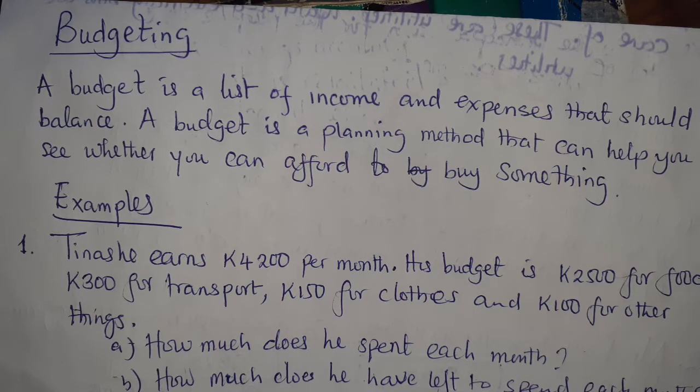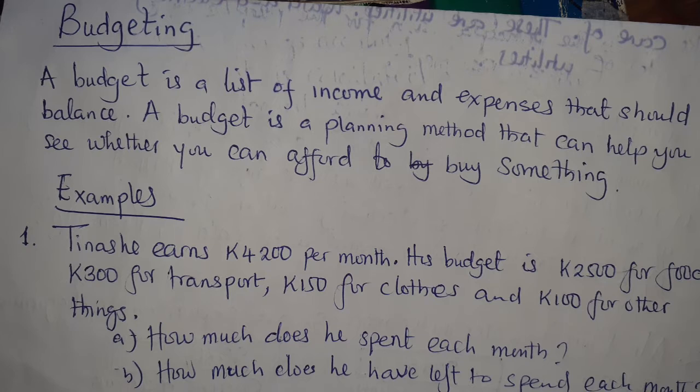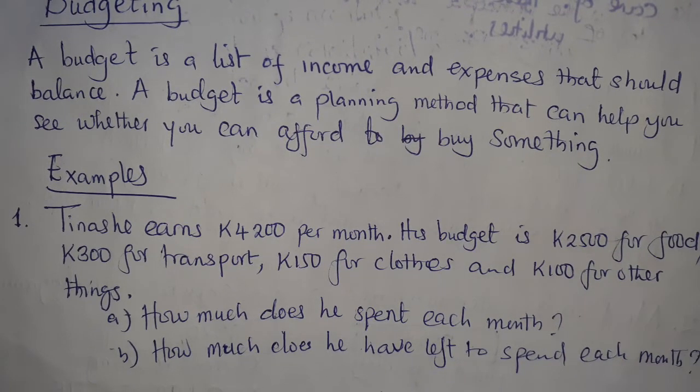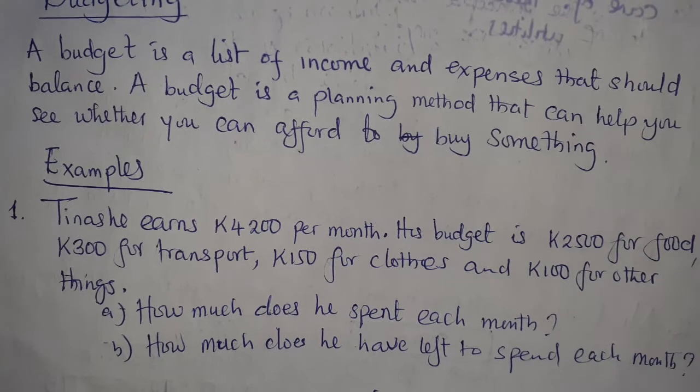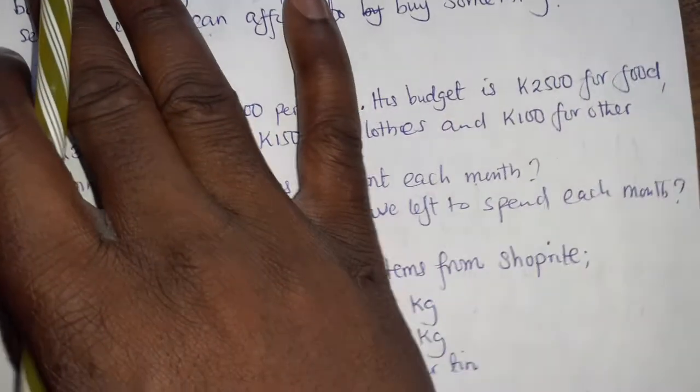You cannot just go to the market to say you want to buy this without knowing how much you have and how much that product may cost. So that is all about looking at what you have and what you want to buy. All those are aspects of budgeting. All right, so we have these examples that we want to look at here.